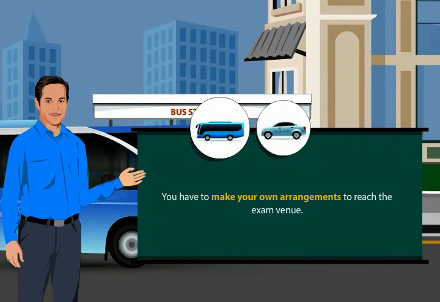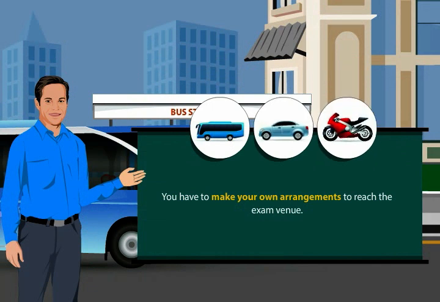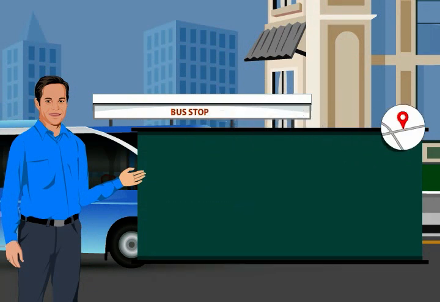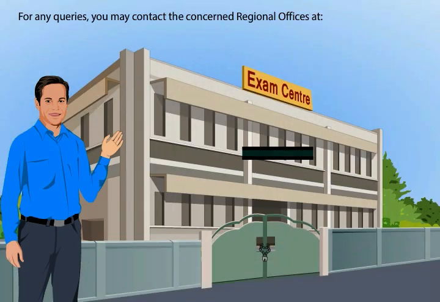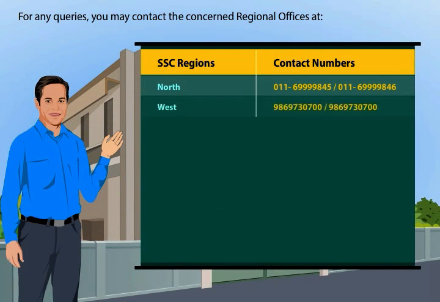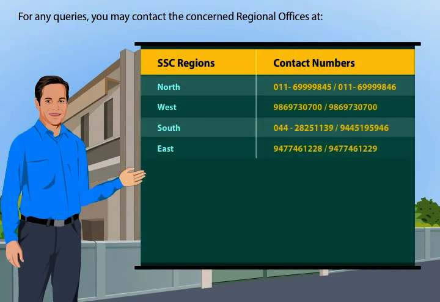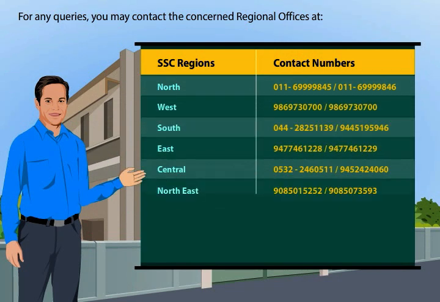You have to make your own arrangements to reach the exam venue. You are advised to visit the exam venue one day in advance to ensure that you know its exact location so that on the exam day you reach the venue well within time. For any queries, you may contact the concerned regional offices.